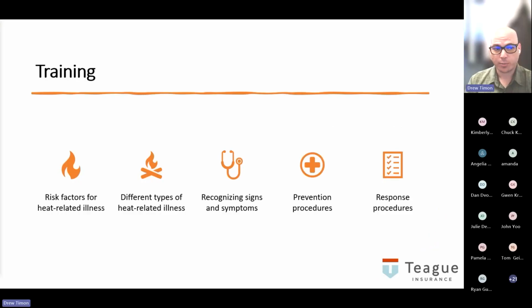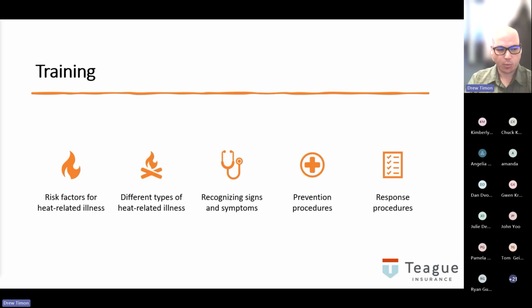We also have to make sure that we provide training to our employees. So the training has to include a lot of the things that we've talked about today, the risk factors for heat illnesses, understanding the different types of heat-related illnesses, including how to recognize signs and symptoms, heat-related illness prevention procedures, the importance of drinking small amounts of water and how often they should be, the importance of getting acclimated, and how your worksite procedures address that.